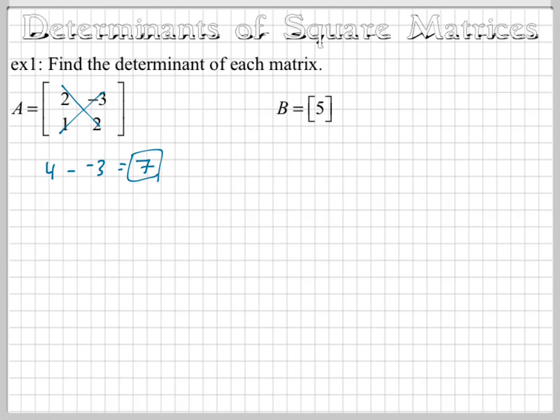Now, for notation purposes, you might write something like this. The determinant of A can be written as 2, negative 3, 1, 2, and then you put straight bars. When you put straight bars like that, that means you're going to find the determinant of those numbers in there that make up the matrix. And then you take the 2 and you multiply it times the 2. You go across that way, just the same way you would make an X. And then you would go this way. Minus negative 3 times 1. And that's how I got my 7 right there.